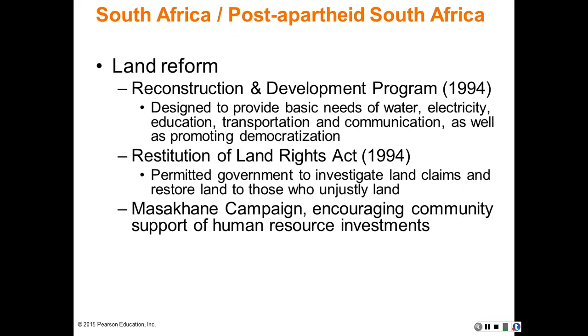Post-apartheid South Africa, under Nelson Mandela, provided land reform, including the Reconstruction and Development Program of 1994, that was designed to provide basic needs of water, electricity, education, transportation, and communication, as well as promoting democratization. The Restitution of Land Act, also of 1994, permitted the government to investigate land claims and restore land to those who unjustly lost land during the apartheid period.